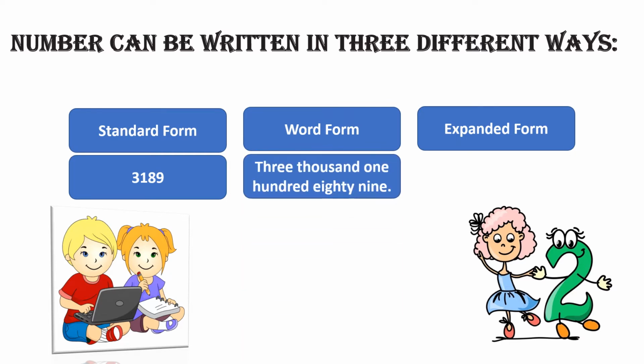The word form is how we represent the number in words. So 3189. Here we have written the same number in word form. Let's see how we are going to write the expanded form for this number. So it is 3000 plus 100 plus 80 plus 9. Writing place value on the number helps us read the number very easily, and also it helps us in writing the number in the word form and in expanded form.